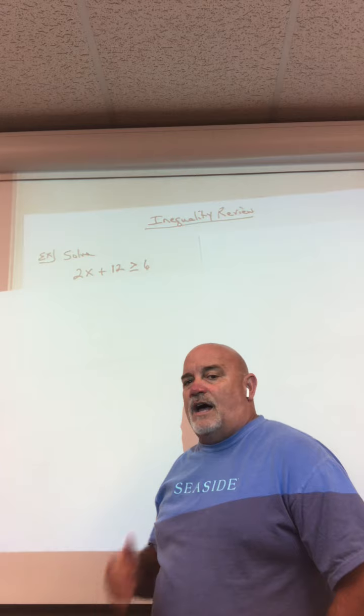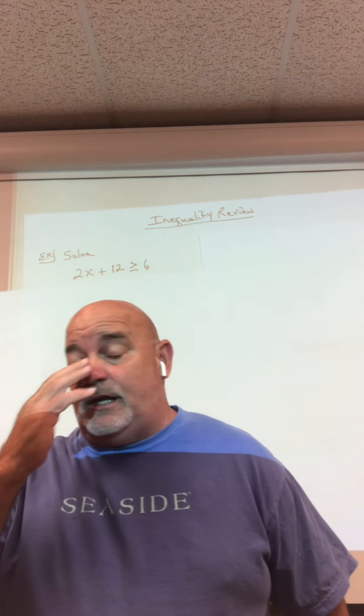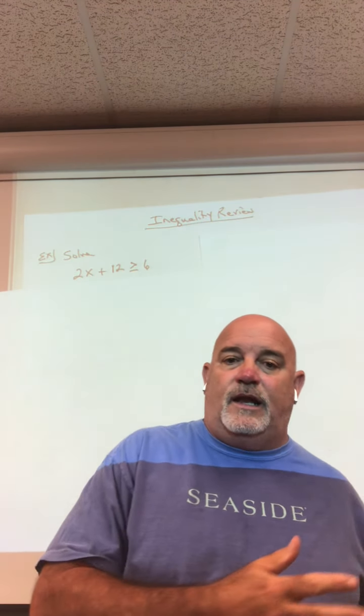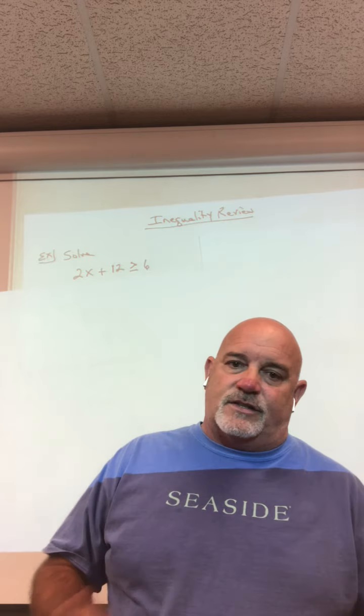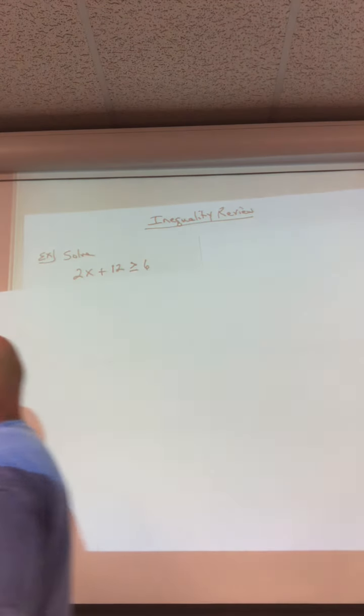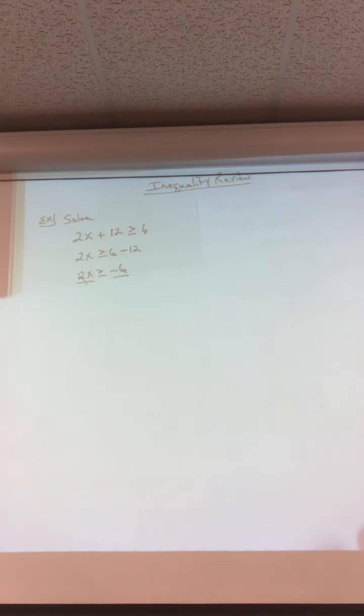Now remember, when you solve a linear inequality, you basically use the same process that you use with a linear equation. You get your x's on one side, numbers on the other. So if I solve this like a linear equation, I first subtract 12 from both sides. When I do, I get 2x greater than or equal to negative 6. Divide both sides by 2 to get x is greater than or equal to negative 3.